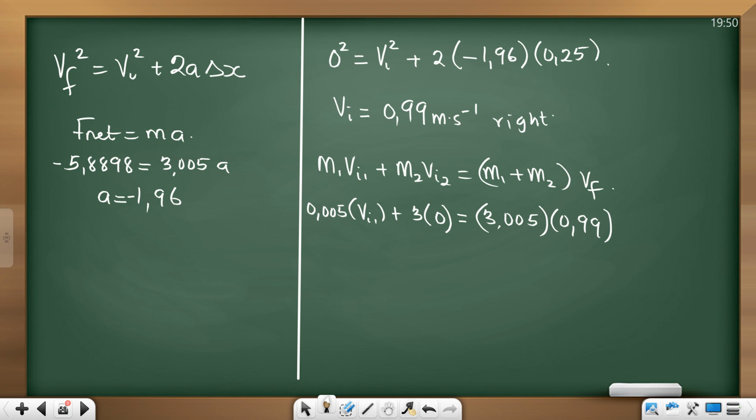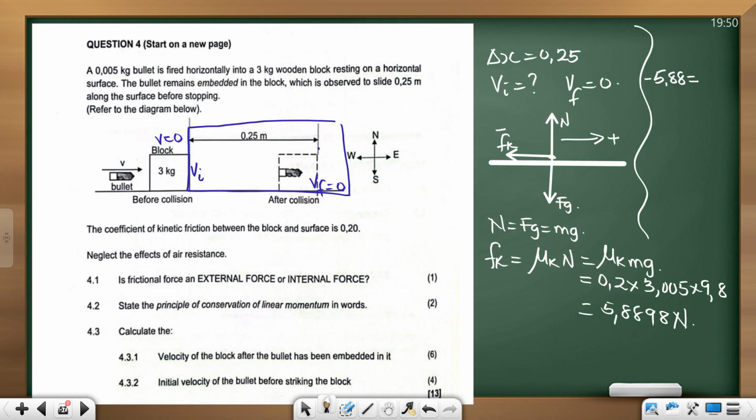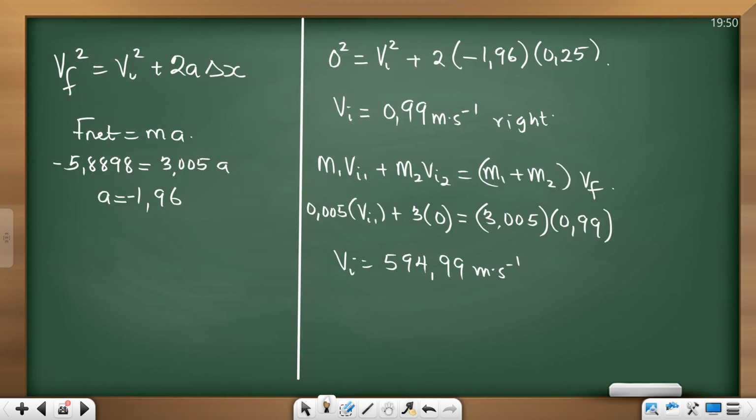5.9, 4.99. 5.94, comma, exactly like that. Meters per second. Velocity. Always check. Do you see I keep going back? If it's speed, I leave my answer like that. But it says what? Velocity to the right.